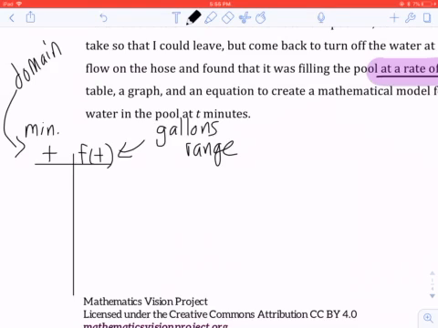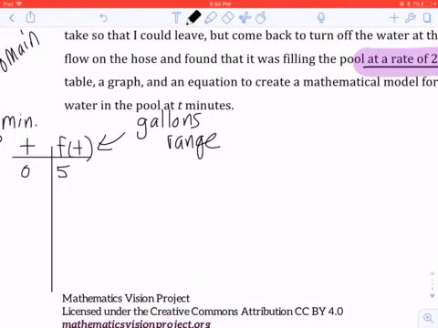Now, before I've even left, it starts out with 5 gallons. And then it's telling me it's filling at a rate of 2 gallons every minute. So after 1 minute, we've got 7 gallons. After 2 minutes, I've got 9. After 3 minutes, I've got 11.